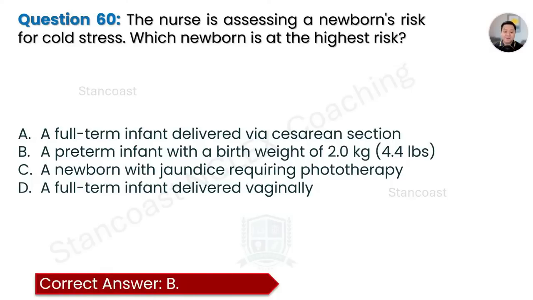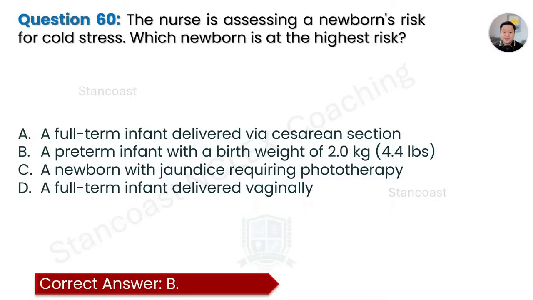Preterm infants have underdeveloped thermoregulation with minimal subcutaneous fat and increased susceptibility to cold stress. So in this question, prioritize preterm infants, especially about thermoregulation risk because of their underdeveloped systems, which can place them at risk for cold stress. If you selected letter A, this is incorrect because the cesarean section may delay thermoregulation, but full-term infants have better fat stores and thermoregulatory capacity.